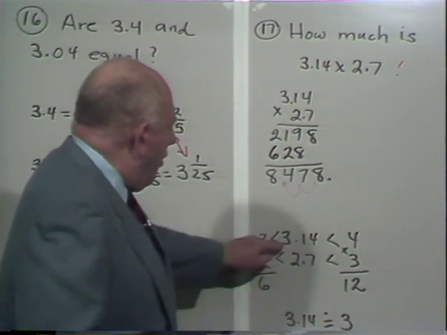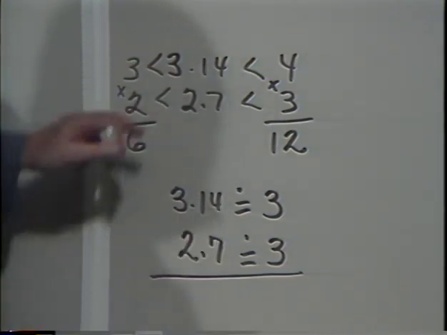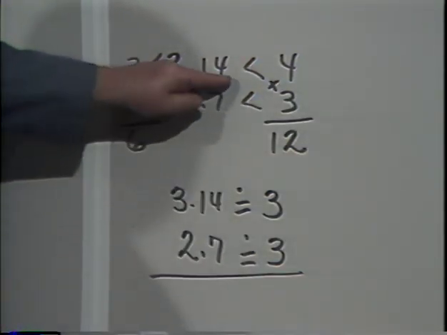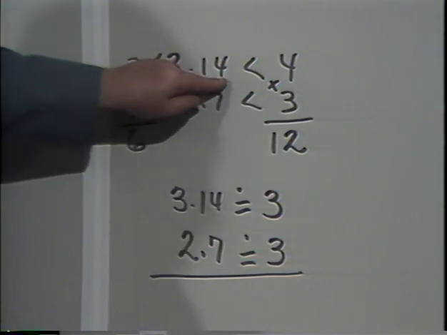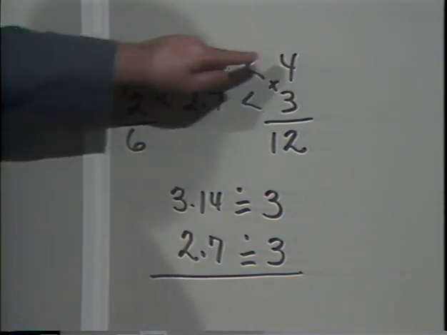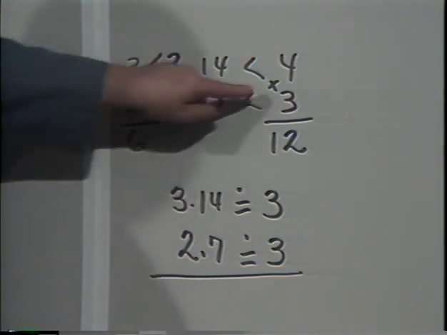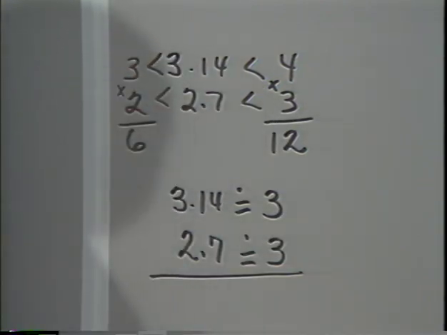Let me show you how the reward for all the stuff we've learned before still is with us. Look, whatever 3.14 is, isn't it more than 3 and less than 4? Whatever 2.7 is, isn't it more than 2 but less than 3? Again, think of this in terms of money if it bothers you. $3.14 is more than $3 but less than $4. $2.70 is more than $2 but less than $3.